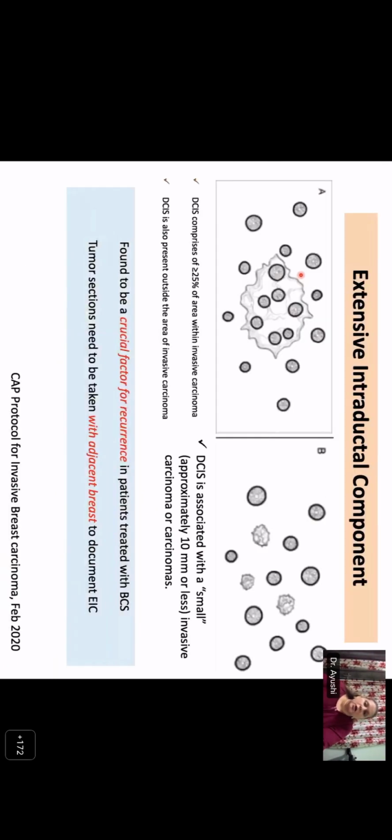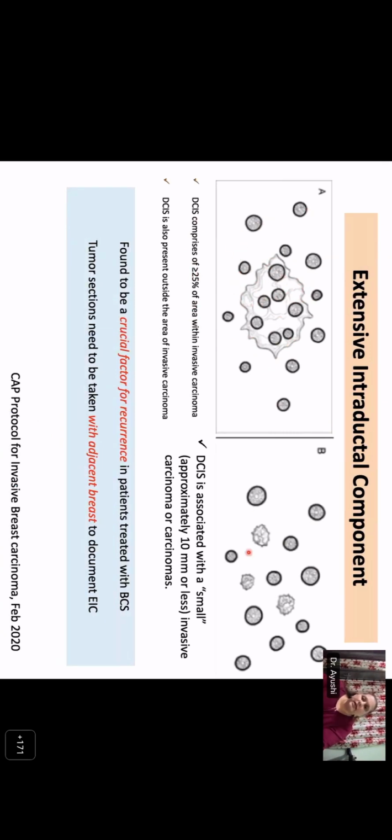and progesterone receptors. Why? Because the definition of extensive intraductal carcinoma is presence of DCIS in more than 25% of the area within the invasive carcinoma, as well as DCIS should be present outside the surrounding area of invasive carcinoma. Sometimes we see sections taken by residents where they have taken the section only of the tumor without any of the surrounding breast tissue. In such cases, we will not be able to identify if there is extensive intraductal component, because this part of the definition we will not be able to evaluate.